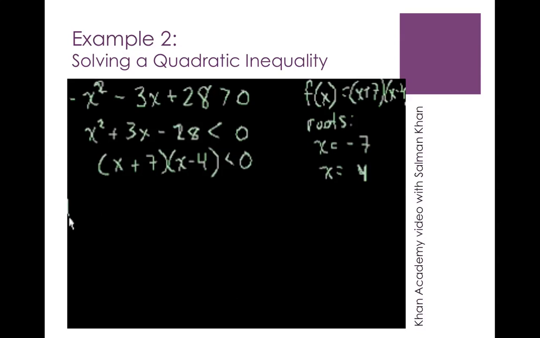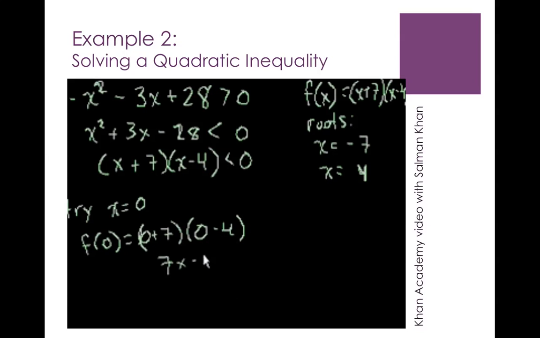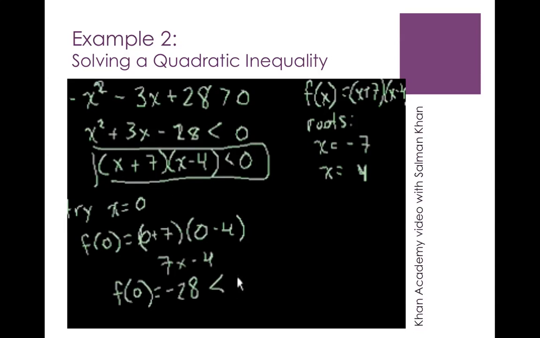Well, let's try x equals 0. Well, f of 0 is equal to, we could do it right here, 0 plus 7 times 0 minus 4. This is 7 times minus 4, which is minus 28. So f of 0 is minus 28. Now, this is the function we're working with. Is this less than 0? Well, yeah, it is. So it actually turns out that an x value between the two roots works.